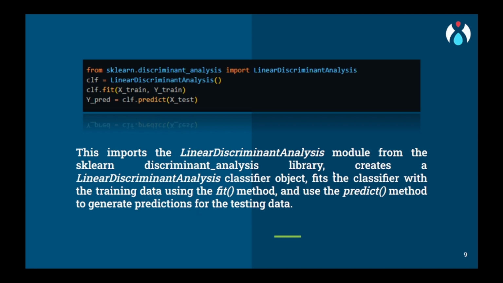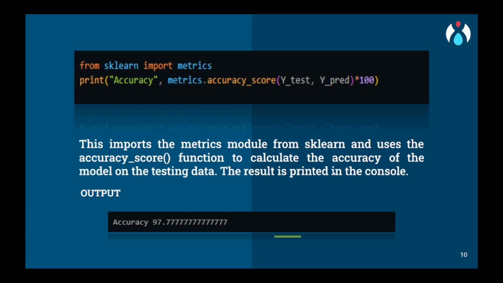Now we will import metrics from sklearn, and using the accuracy score we will calculate the accuracy of the model using the ytest and ypred variables.